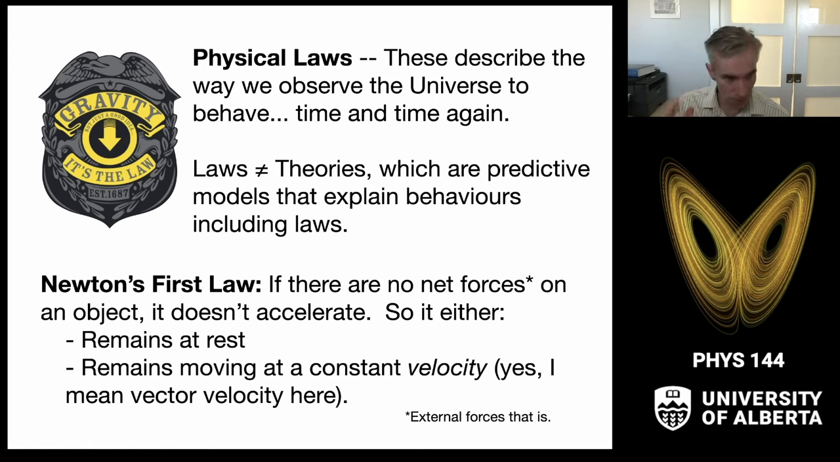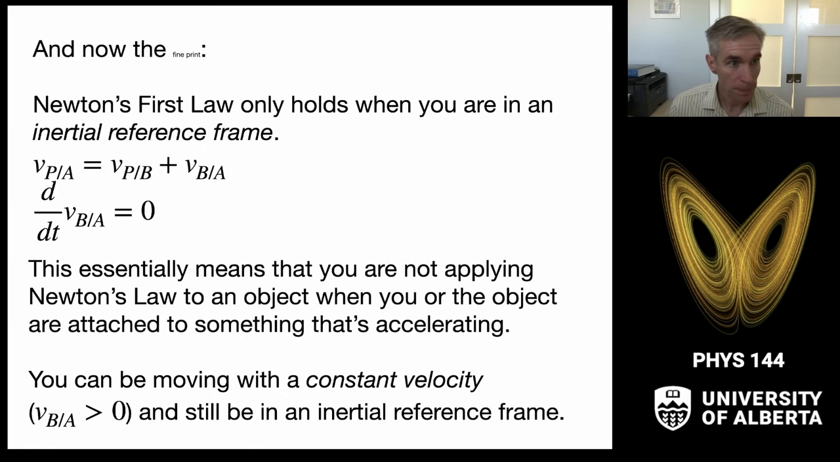And so Newton's first law describes what happens if there are no net forces on an object. If there are no net forces, then an object does not accelerate. So it either remains at rest or it is moving at a constant velocity. And that means vector velocity here. So not a constant speed, but a vector velocity. It doesn't change direction either.